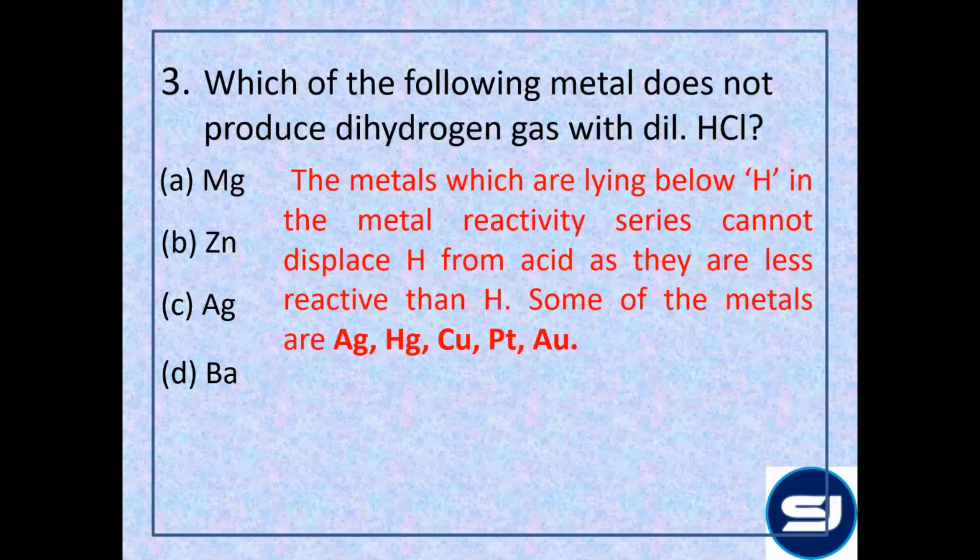And ऐसे examples कौन-कौन से हैं? Ag, Hg, Cu, gold and platinum. These are all less reactive metals which are lying below H in the reactivity series or above H in the electrochemical series. Either way is correct. Answer is silver.